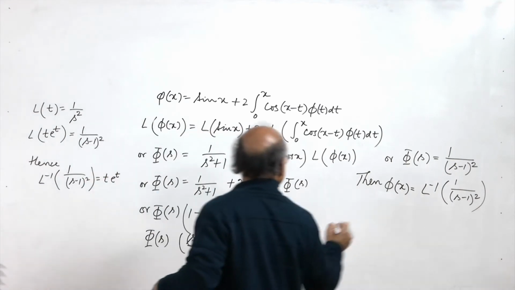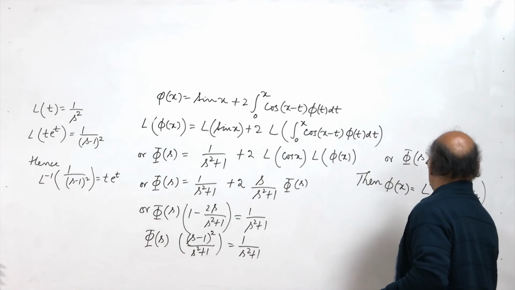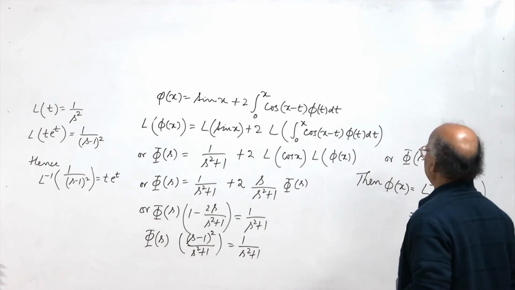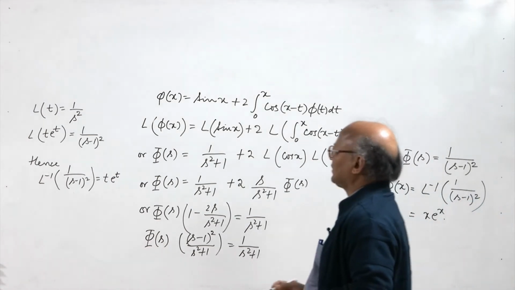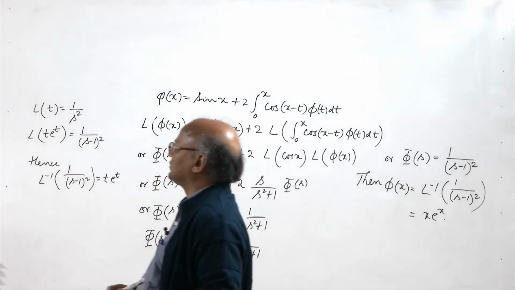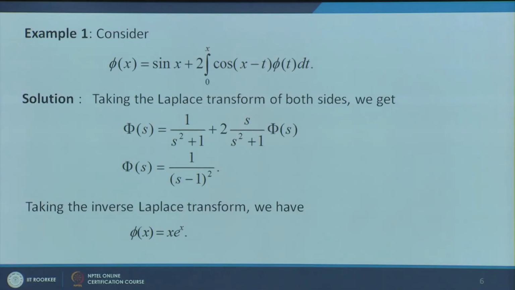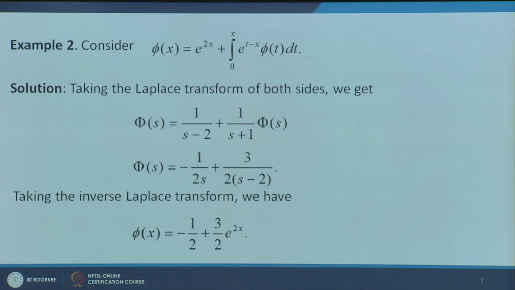Now phi is the function of x, so I can write it as x times e to the power x. Thus the solution of the integral equation phi x equal to sin x plus 2 times integral 0 to x cos (x minus t) phi t dt will be phi x equal to x e to the power x. Now let us take one more example on this.